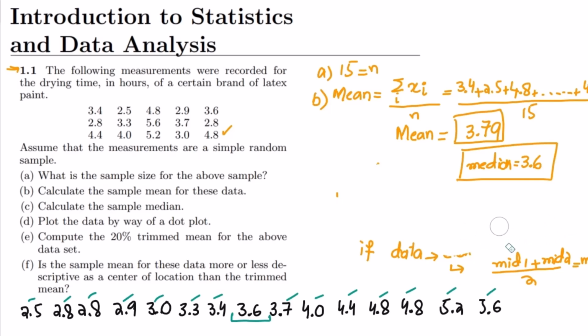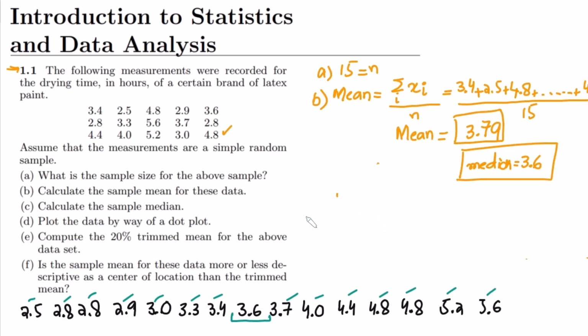We have calculated the mean and the median, and I have told you how to calculate them. After that, what is the next step? The next step will be plotting the data by way of dot plots. So in plotting our data, what do we have to do?